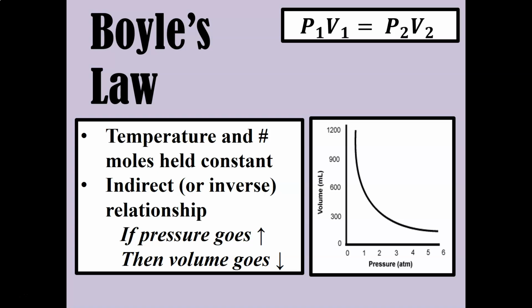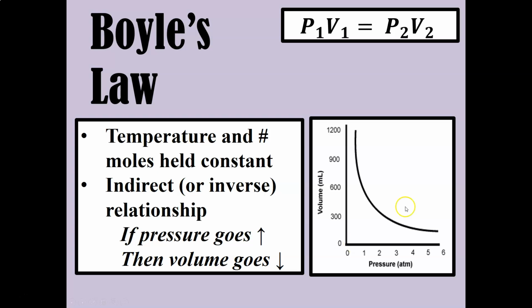We say that Boyle's law is an indirect relationship. Sometimes in math class, instead of saying indirect, they use the term inverse. It means the same thing. It means when one goes up, the other goes down. And that kind of makes sense. If you have a container and you raise the pressure on it, the volume is going to shrink, right? You're squishing those atoms closer together. You're squishing those molecules of gas closer together.